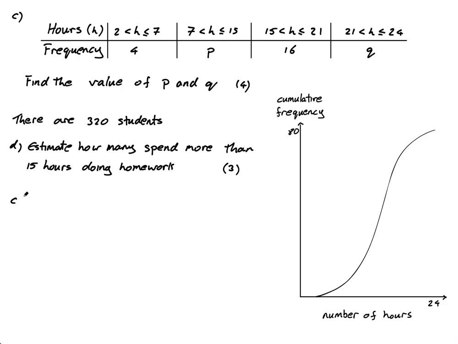Okay, again guys, my curve is not drawn perfectly accurate. Make sure you are going far more accurately than me. So, 0 students study less than 2 hours. So the 2 is the minimum. So between 2 and 7, there are 4.